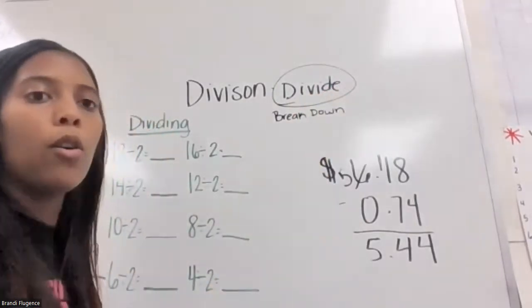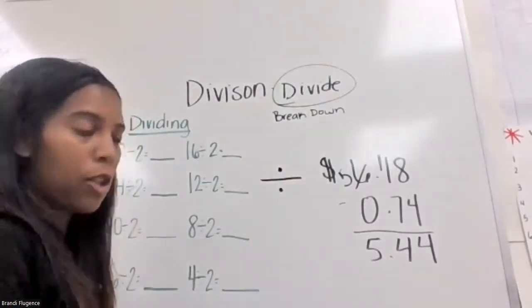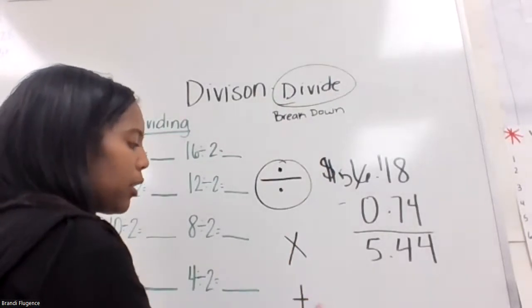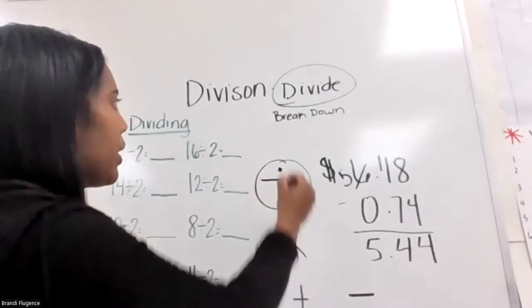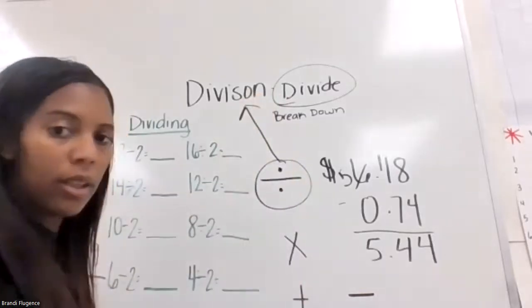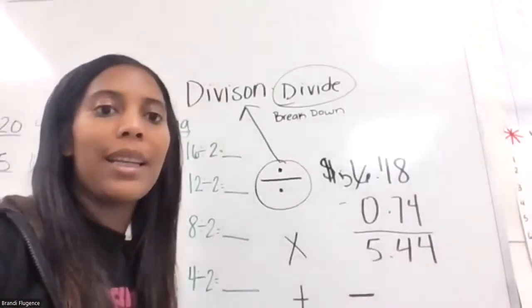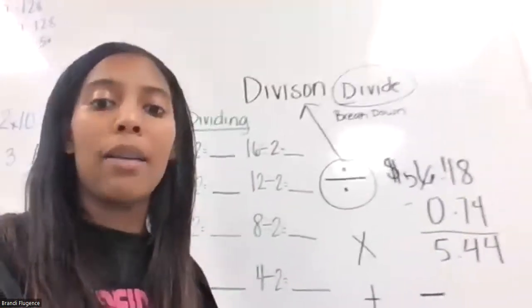So the symbol for division is this. This means division, this symbol here. We know multiplication means the X, plus means the addition, the minus sign means to subtract, but this symbol here is called the division symbol. So when we divide something, that means we are splitting it in half. We're breaking it down in half. So today we're going to divide by 2.